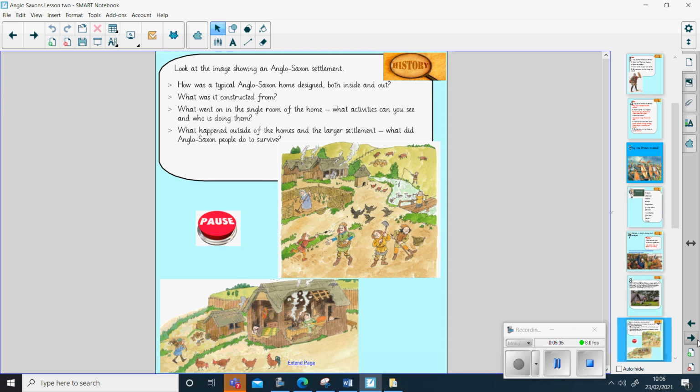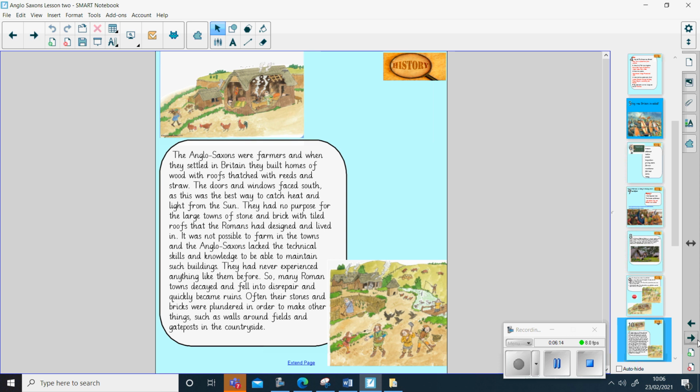So in today's lesson, we're looking at lots of different sources that give us information. These are secondary sources. They are cartoony pictures of an Anglo-Saxon settlement. So you can see inside the settlement and outside the settlement. In a moment, you're going to think about what these buildings were constructed from. What sort of activities happened inside that home, and what sort of activities happened outside the home? What did those Anglo-Saxon people have to do to survive? Pause the video, have a really good look at those images, make any notes, and then come back to me.